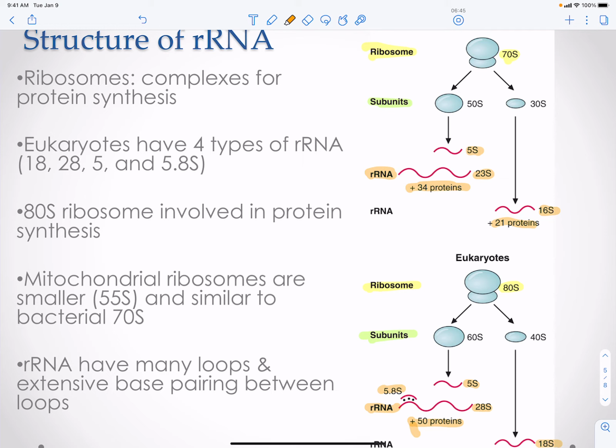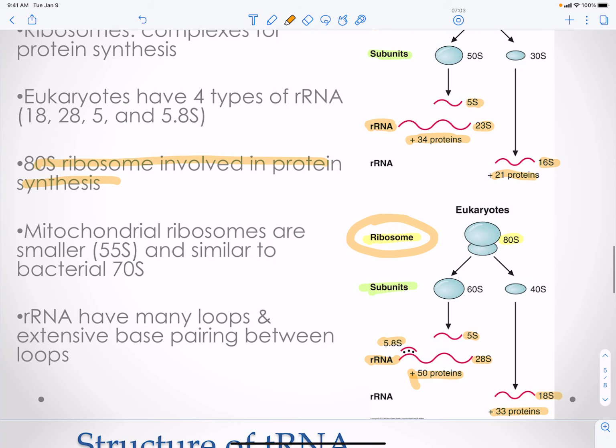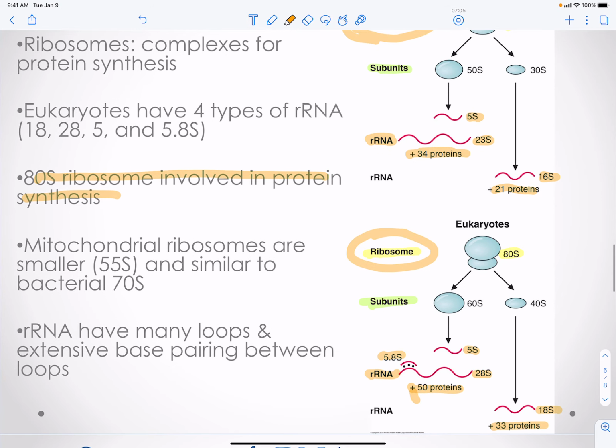Now, the ribosomes are what's actually involved in our protein synthesis. So in the case of eukaryotes, that's going to be the 80S. In the case of the prokaryotes, that's going to be the 70S. Ribosomal RNA are going to have a lot of base pairing and extensive loops in their structure, but the main point is the ribosome is the complete structure, and that is going to be in the cytosol.